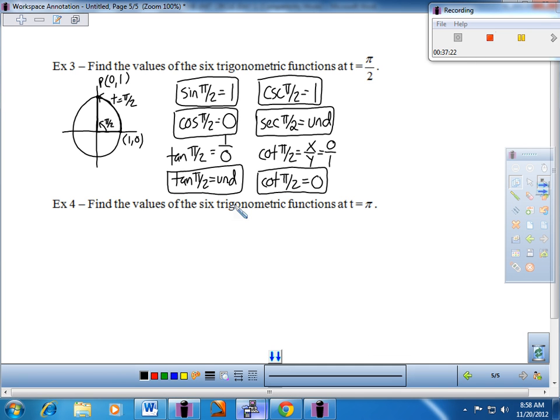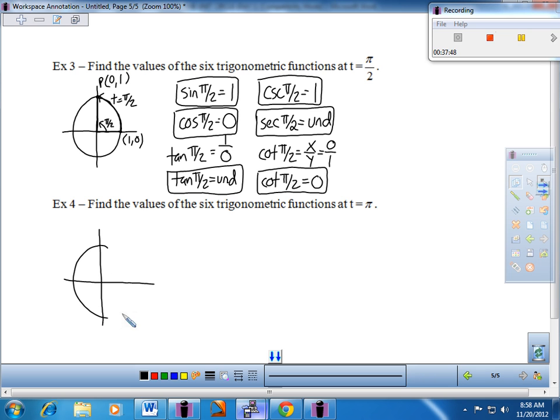Alrighty. Before we wrap this up, everyone, I'd love for you to do example 4. Think about where you are on the unit circle if t is equal to pi. Take a moment, and if you would, pause the video and see if you can go 6 for 6. Okay, let's see how you did.